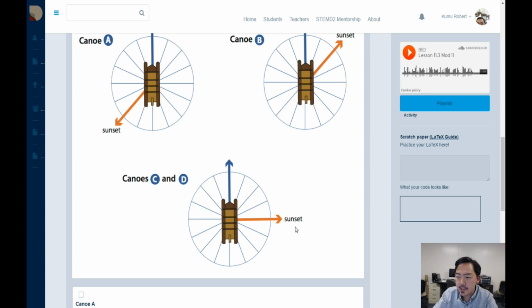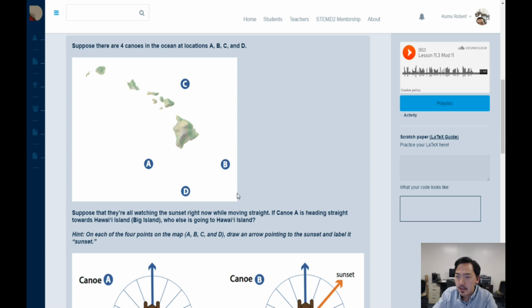Here's the direction of the sunset. The sun always sets in the west, so this must be pointing south. That means that canoes C and D are going south. So if we look at this diagram, we can see that C is going towards the Big Island and D is going away from the Big Island.